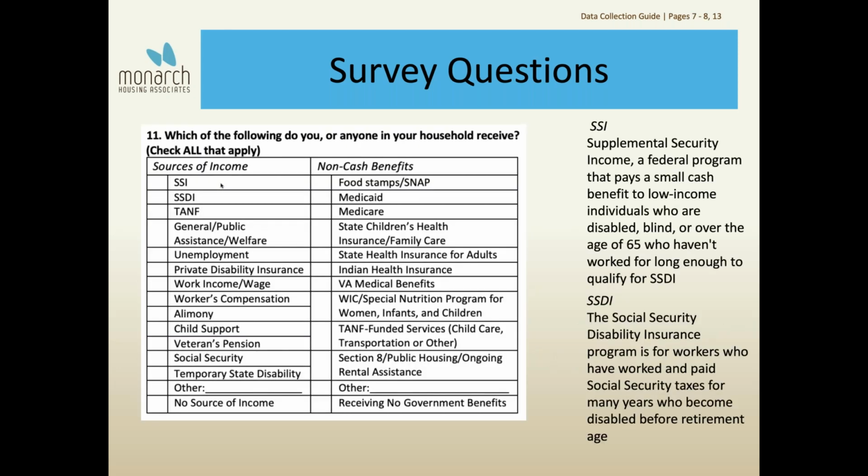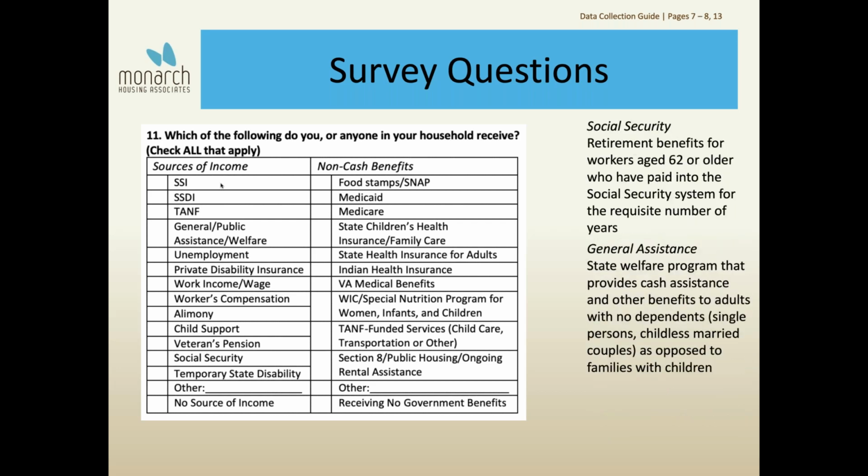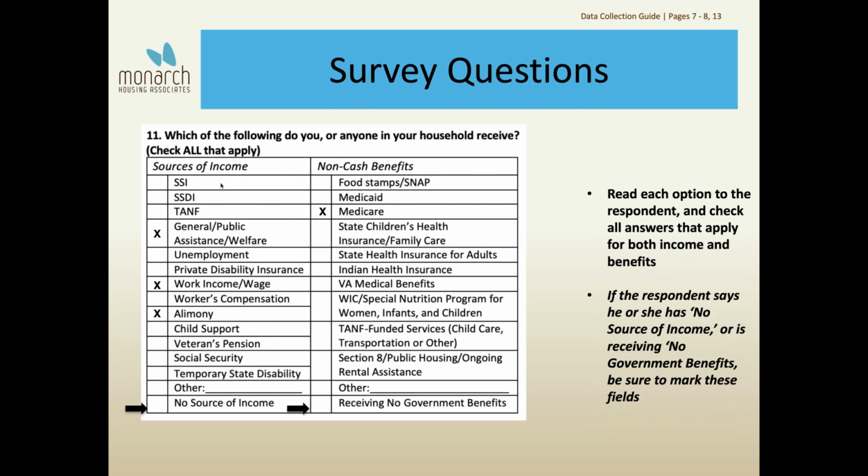Question number 11, which of the following do you or anyone in your household receive? You would check all that apply, so that means that you can read these off and check any that the person is receiving. So the two bottom ones, no source of income or receiving no government benefits. If you leave this blank, we think they did not respond. So if the person does in fact have no income or is not receiving any benefits, be sure to check that off.